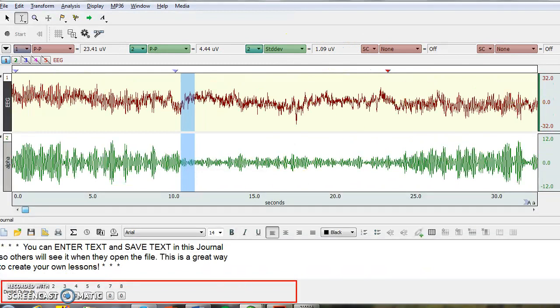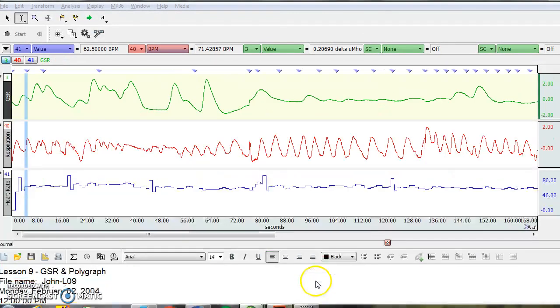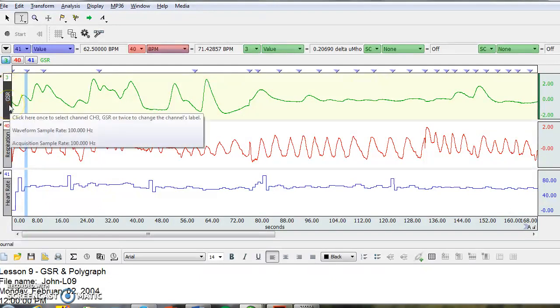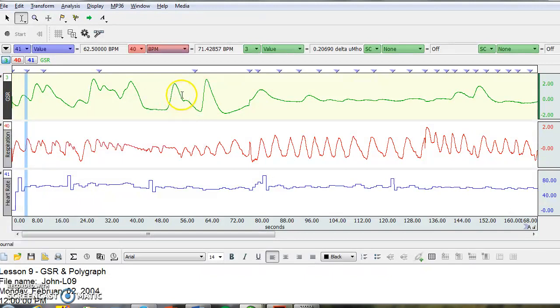So this video is to explain to you how to do the data recording for the polygraph test for the biofeedback lab. And this is what your results should look like. You should have 3 channels. GSR or EDA, that's galvanic skin response, epidermal activity. It's how much you sweat. The higher it goes, the more the person is sweating, the more nervous they are.